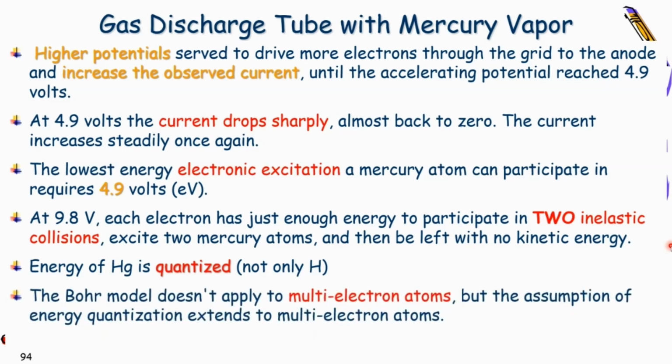So the important message here you need to digest is that the Bohr model does not apply to multi-electron atoms. The model doesn't apply, but the assumption of energy quantization extends to multi-electron atoms. Okay?